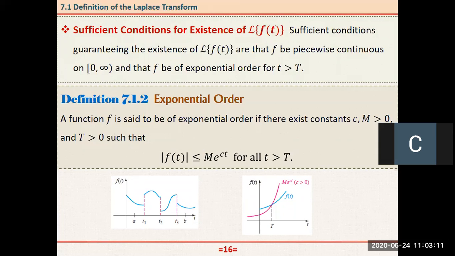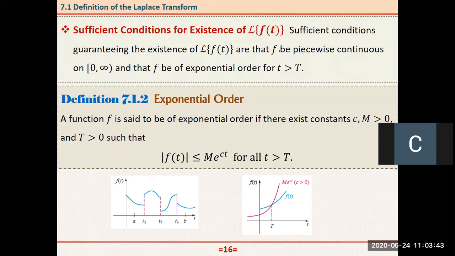So the question is, does every function have a Laplace transform? No. Sufficient conditions guaranteeing the existence of the Laplace transform of f are that f be piecewise continuous on the interval from 0 to positive infinity, and that f be of exponential order for t greater than capital T. Okay? For the function f to have a Laplace transform, we need to make sure these conditions are satisfied.